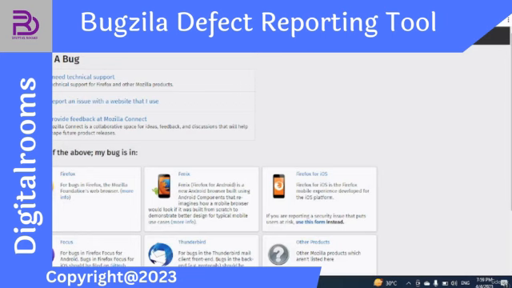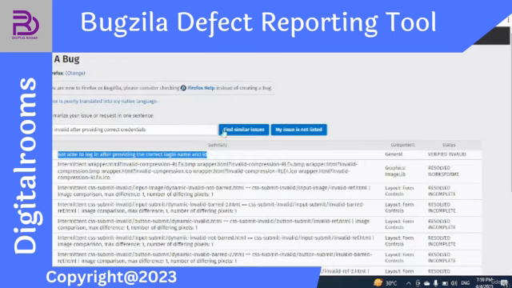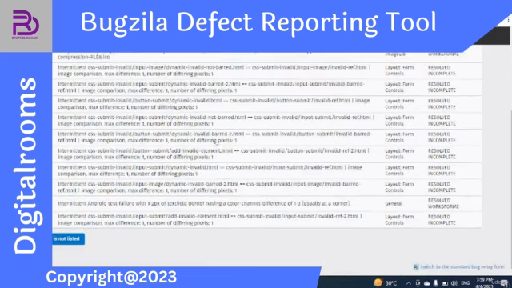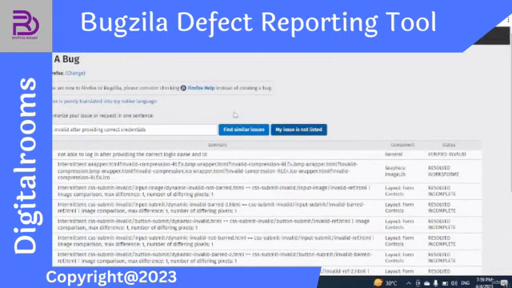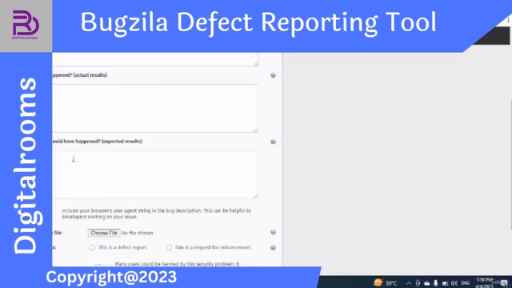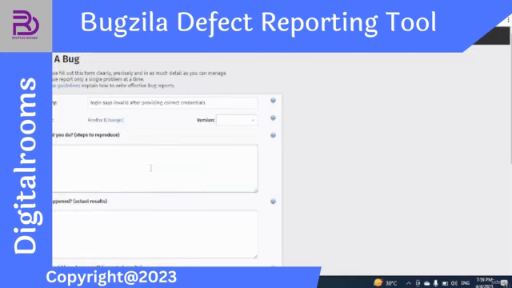Once you put that Mozilla is my product, you'll be able to search it. Once you search, if these issues are related to your bug, fine; otherwise click on my issue is not listed. It will ask you the summary of that particular bug. What did you do? Steps to reproduce: basically, what did you do, what happened, and what should happen?